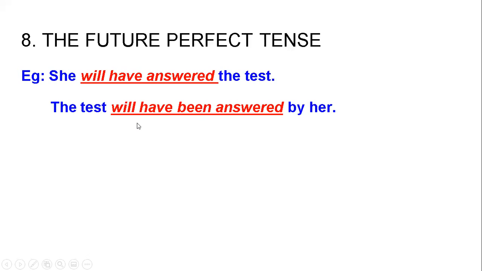The future perfect tense. Same thing. She is the subject. When she becomes the object in the passive voice, you change she to her. The test is the object, it becomes the subject. So the test. See the cross? Don't forget to add by. And then will have answered becomes will have been answered. Been is added there, like I told you to. So she will have answered the test becomes the test will have been answered by her. Got it?